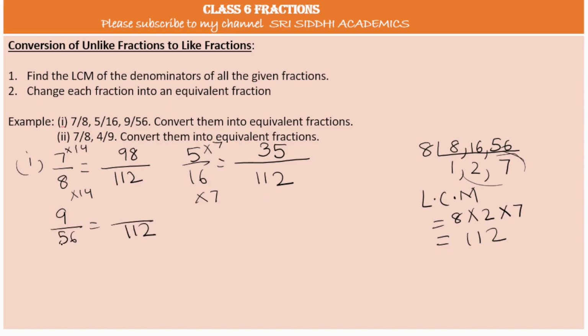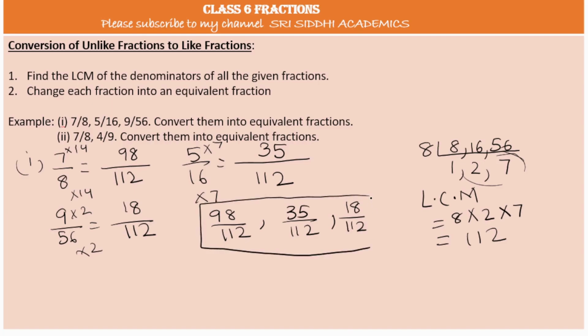Here also 112. So 7 8s are 56. 56 into 2 is 112. So here also I will multiply 56 into 2 is 112, means I will multiply 2 in numerator also. It will become 18. Okay. So all the like fractions that we got, we will write 98 by 112, 35 by 112 and 18 by 112. These are all the like fractions. Initially they were unlike, but we converted them into like fractions.